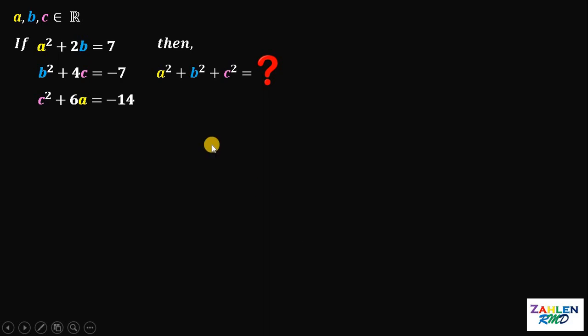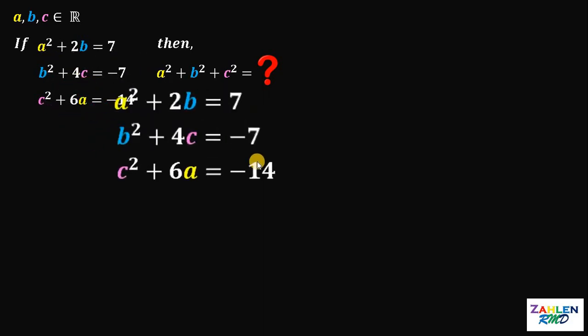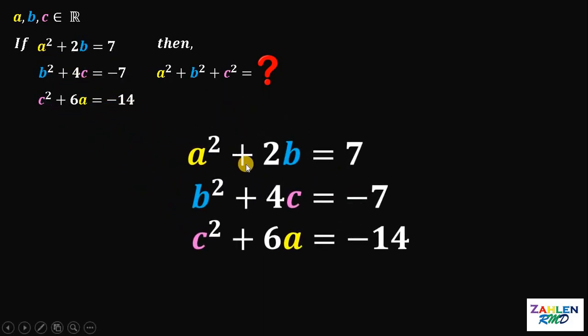Our goal in this question is to find the value of this expression a squared plus b squared plus c squared given these three equations. We have a squared plus 2b equals 7, b squared plus 4c equals negative 7, and c squared plus 6a equals negative 14. Now, in order to get a squared plus b squared plus c squared, what we're going to do is just add these three equations because we have a squared, b squared, and c squared.